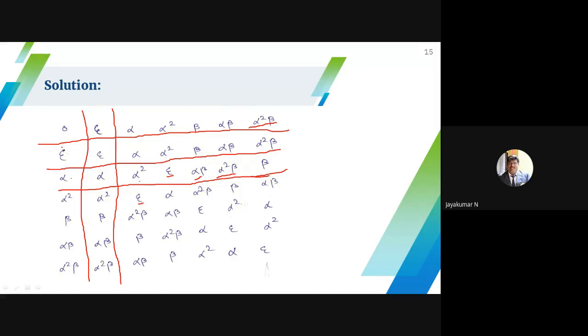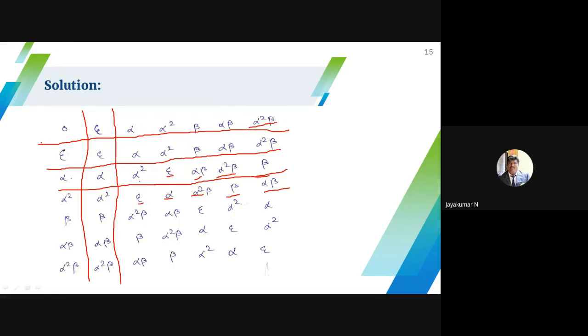Similarly, alpha square into alpha is alpha cube, that is 1, which is nothing but identity. Here identity is epsilon. Alpha square into alpha square is alpha power 4. Alpha power 4, I can rewrite as alpha cube into alpha, and alpha cube is 1, so 1 into alpha is alpha. Alpha square into beta is alpha square beta. Alpha square into alpha beta: alpha cube is 1, so simply we have beta. Alpha square into alpha square beta is alpha power 4 beta, that means alpha beta. Up to this, there is no problem.